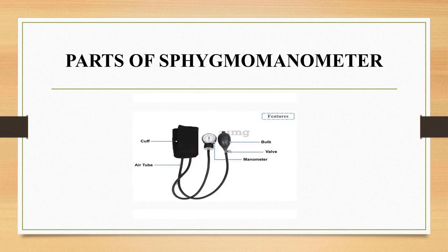In this, we can see about the device which we use to measure the blood pressure. So the name of the device is sphygmomanometer. And in this picture, you can see the parts of sphygmomanometer. So it consists of a cuff, air tube, bulb which we use to inflate. It consists of a valve to open and close and a manometer to note the reading.